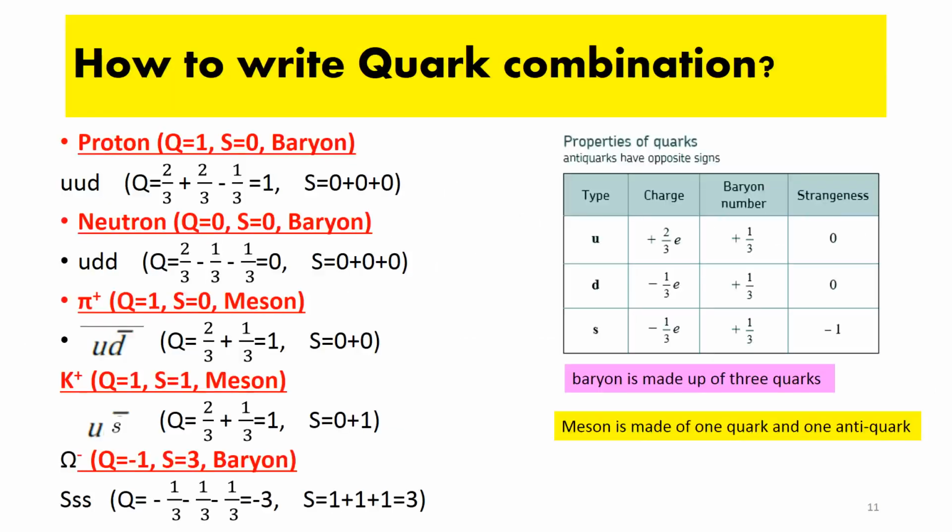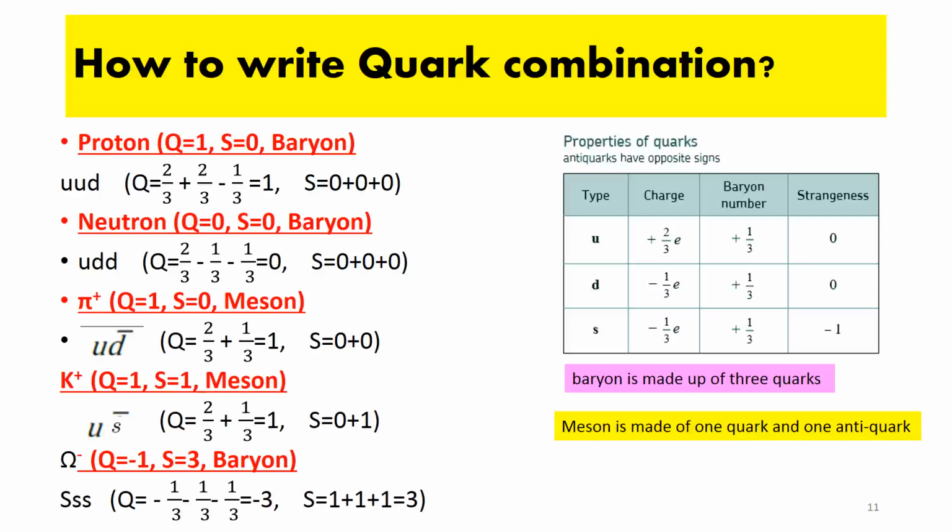How to write the quark combination? To write the quark combination, we must remember this table which represents the charge and the strangeness. Charge for the u quark is plus 2 by 3, the d quark is minus 1 by 3, the s quark is minus 1 by 3, and strangeness for the u and d quarks is 0, whereas strangeness for the s quark is minus 1. One more important point to write the quark combination is identification of the particle. If it is identified as a baryon, then 3 quarks must be used. If it is identified as a meson, then 1 quark and 1 anti-quark must be used.